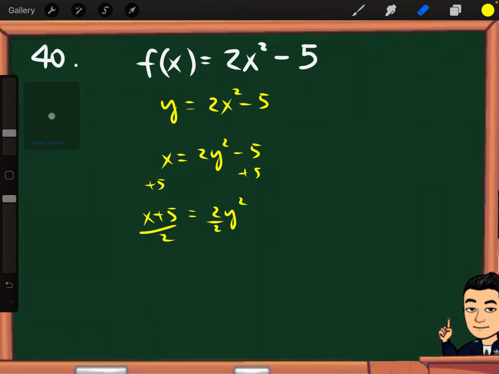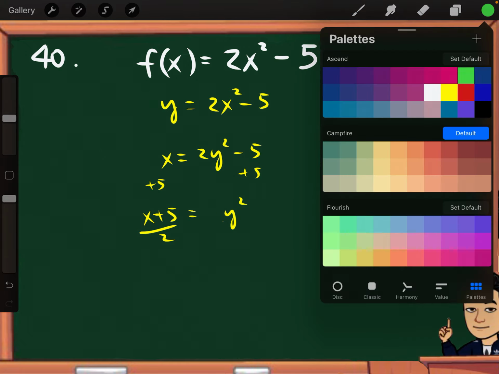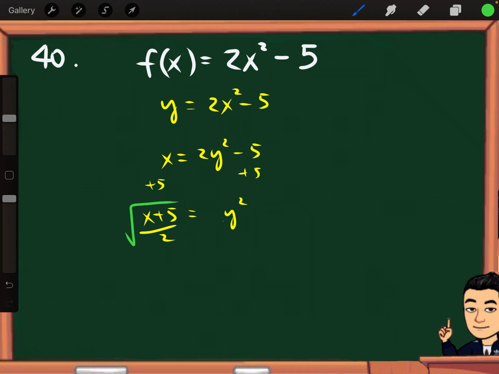Let me just go ahead and do this to save some space. And then I'm going to go ahead and square root both sides. If you square root both sides, this is going to become positive and negative. So now your y is isolated. So I'll put y over here. And this is going to be your inverse function, which equals positive and negative square root of x plus 5 over 2.